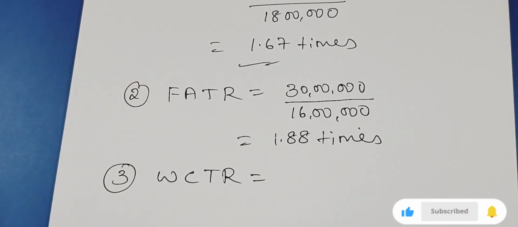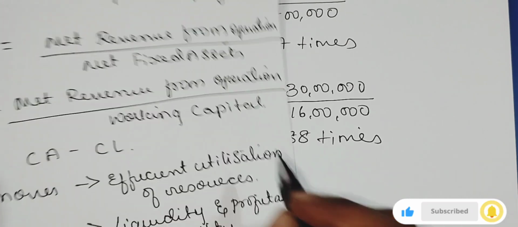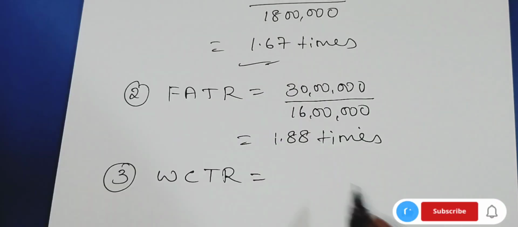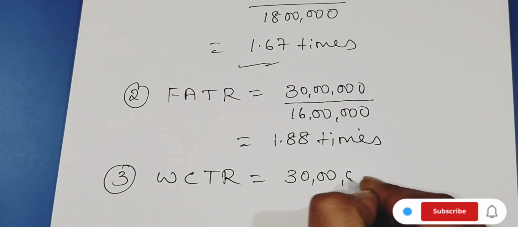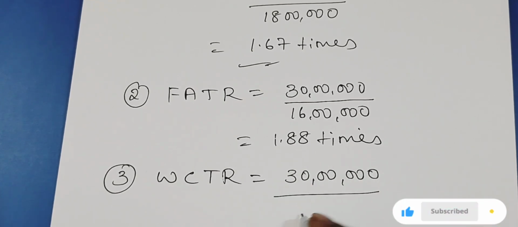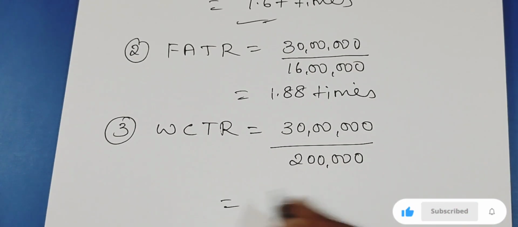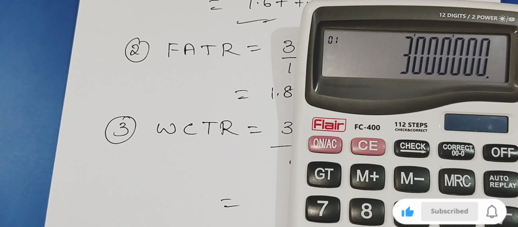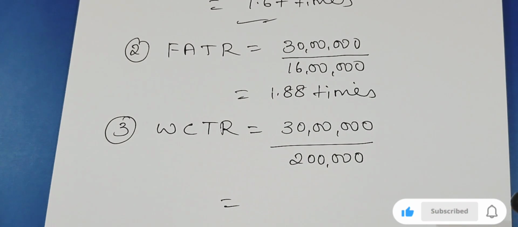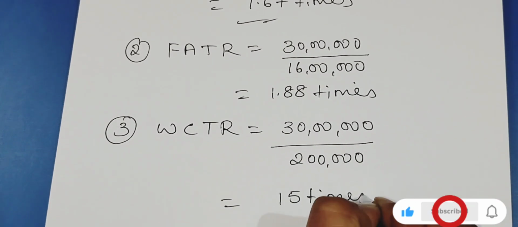Working capital turnover ratio, the numerator is the same. That is revenue from operations divided by working capital. Revenue from operations is 30 lakh divided by working capital, 2 lakh. 30 lakh divided by 2 lakh, 15 times it is. 15 times.